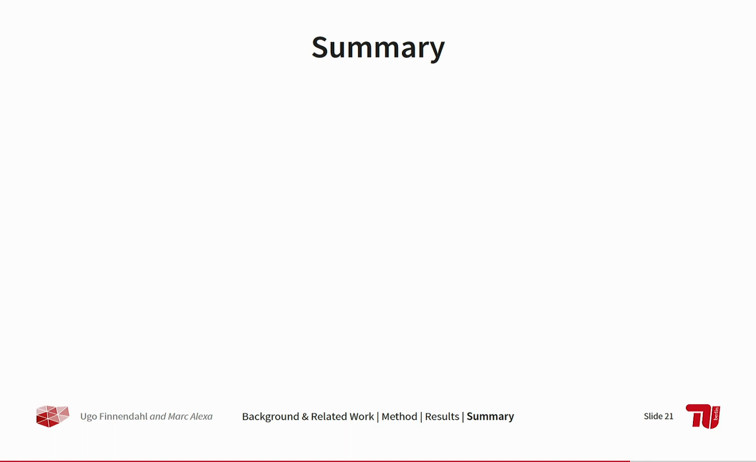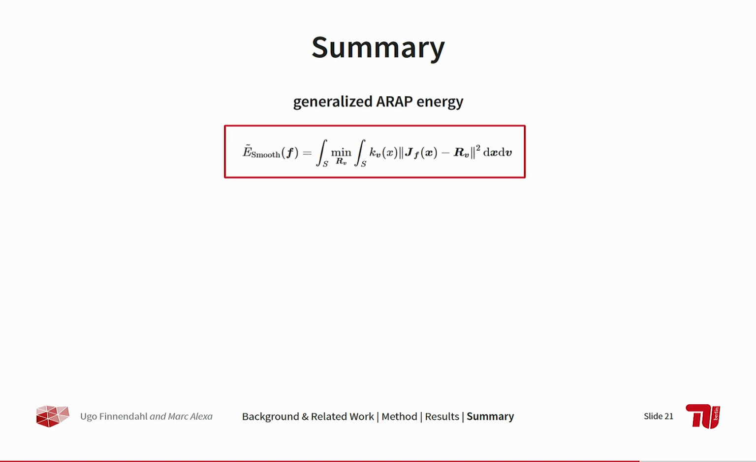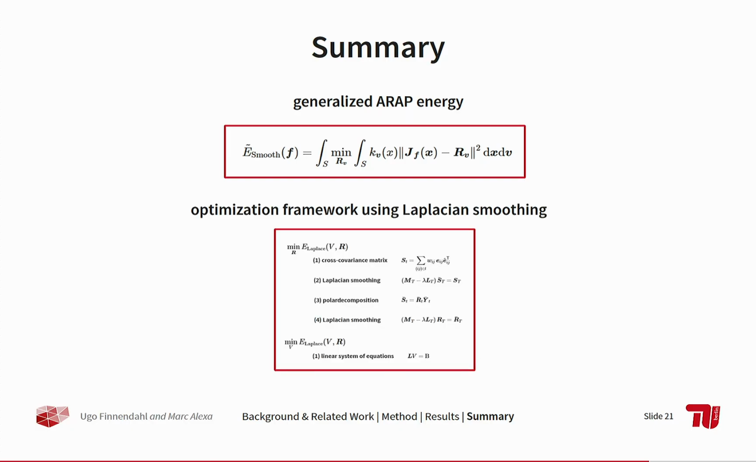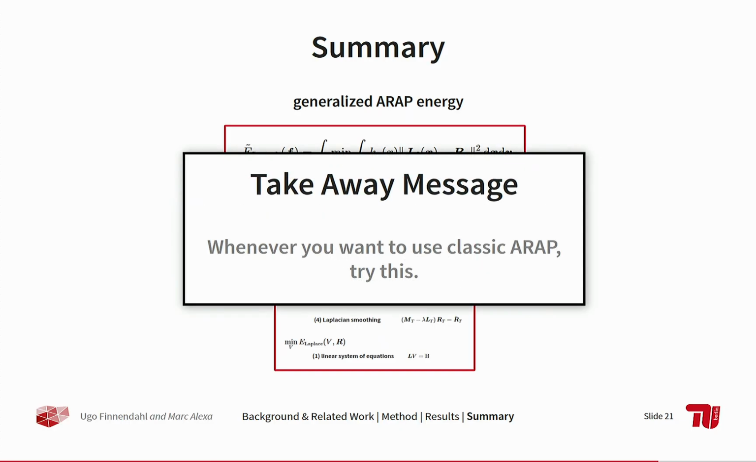Okay, so in summary, we presented a generalized as-rigid-as-possible energy and adopted the spokes and rims optimization framework for a special case of this energy that gives us more control over the bending energy while keeping its simplicity. And what is the takeaway message? Whenever you use classic ARAP, or you want to use classic ARAP, try this, please.